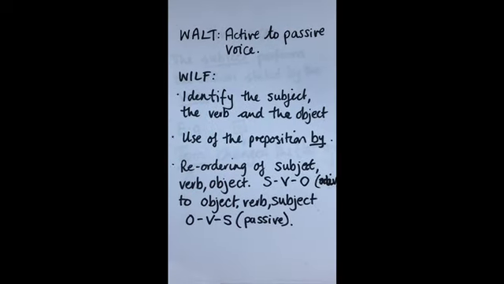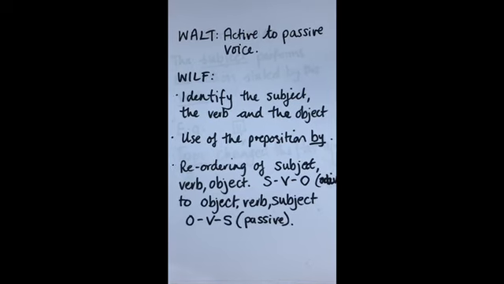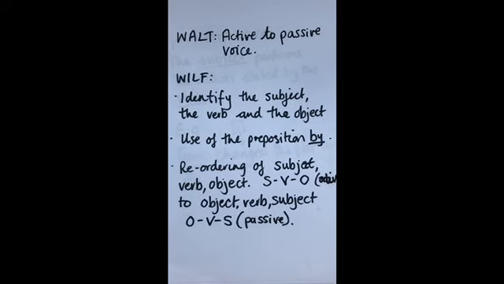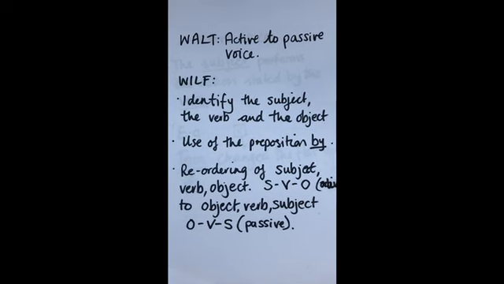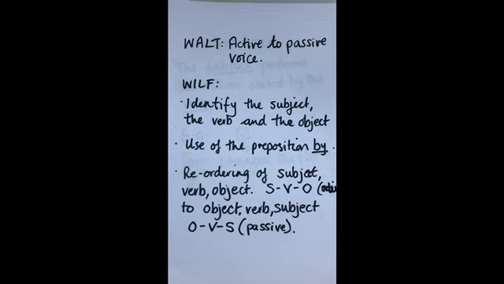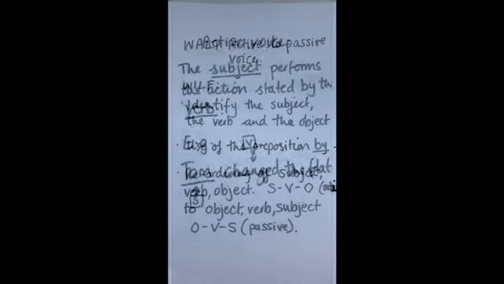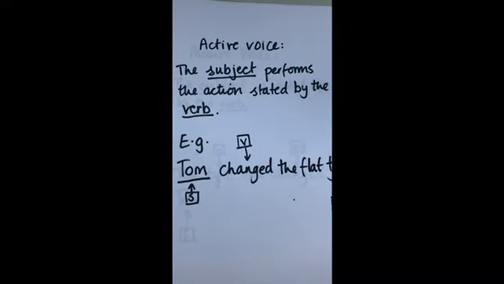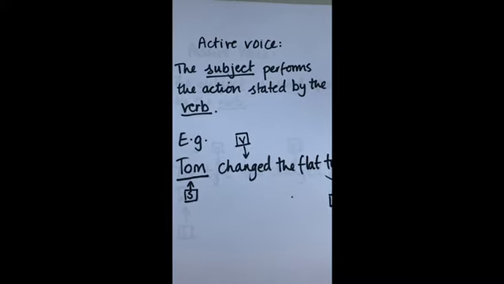So, what we will need to do, first of all, is identify the subject, the verb, and the object. We will need to be able to use the preposition by, and we need to be able to reorder the subject, verb, object to object, verb, subject, and I'll explain that in a second. An active sentence is when the subject performs the action stated by the verb.